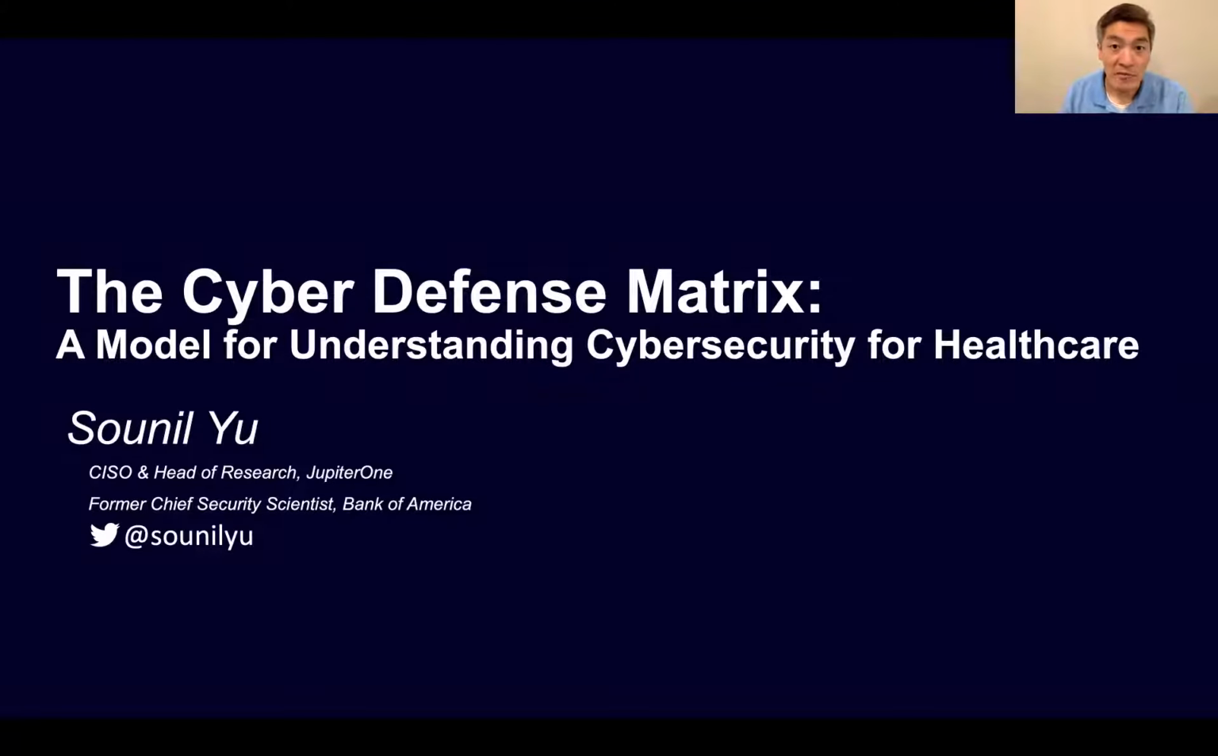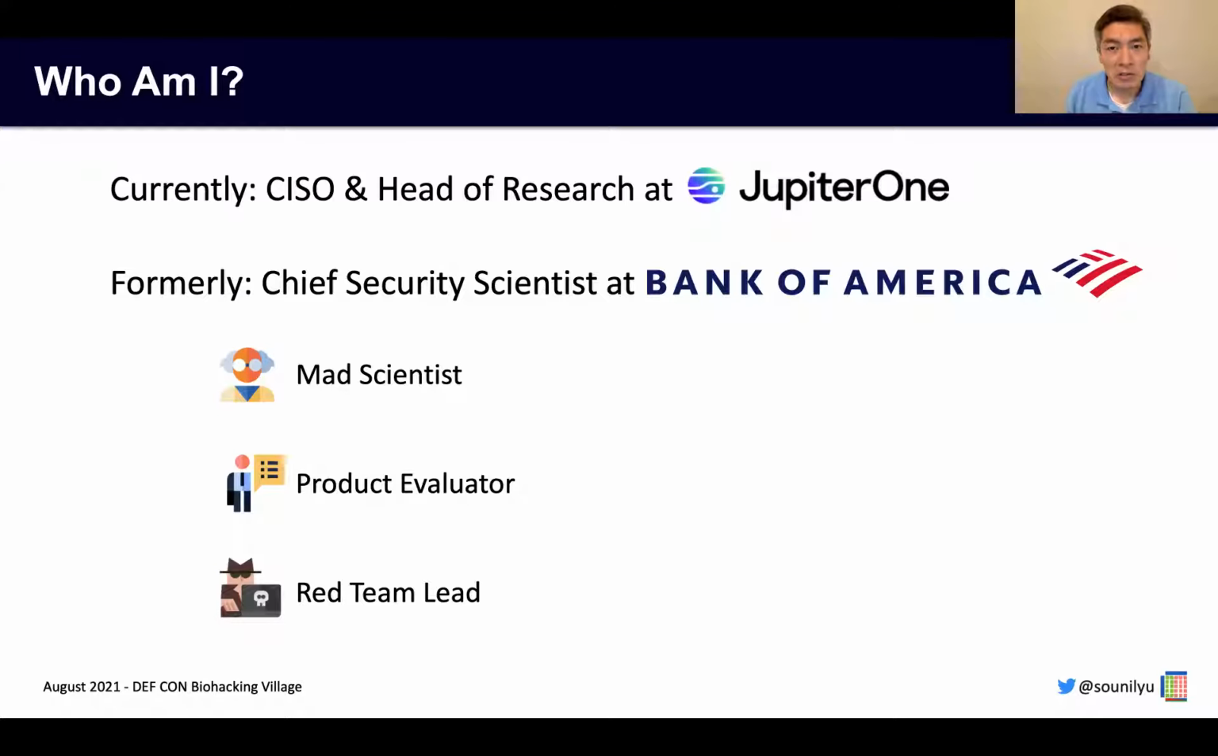A little bit about me before we get started. I'm currently the CISO and head of research at Jupiter One. Jupiter One is a startup that is building a cloud-native cyber asset management and governance solution. Before Jupiter One, I was the chief security scientist at Bank of America. And while there, I had the opportunity to serve in a couple different roles.